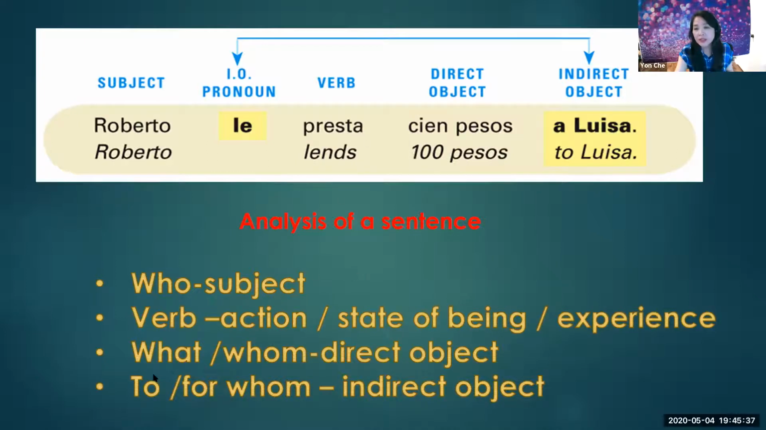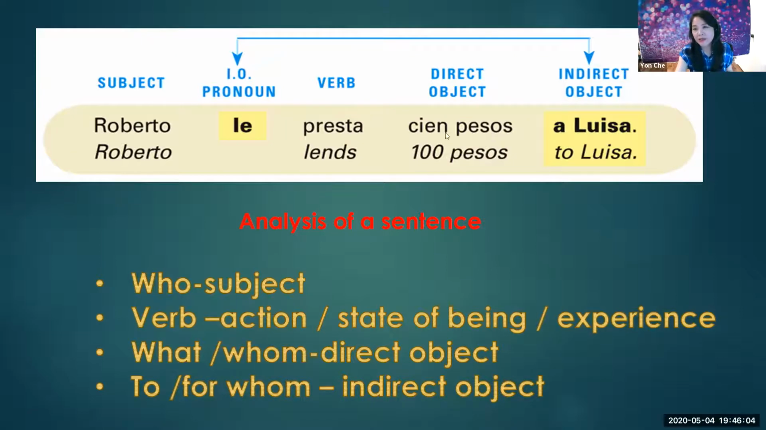Now let's look at the next part. What is the direct object noun of the sentence? And from the previous lesson, you all learned that the what or the whom of the sentence is the direct object noun. So what is the what or the whom? Right here, they're talking about 100 pesos, right? They're talking about money. So I'm guessing that this is the direct object noun.